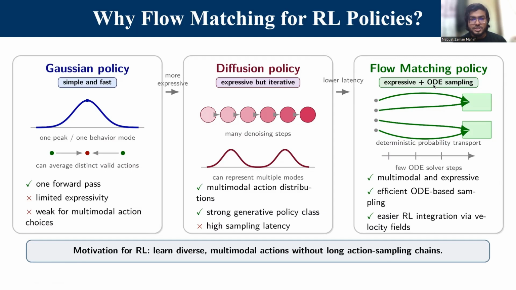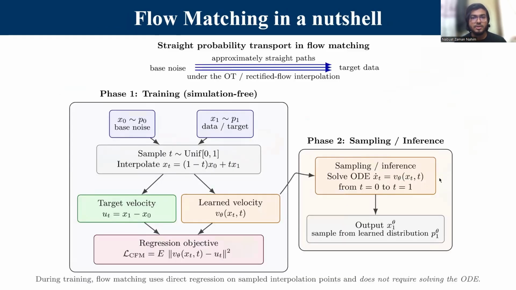So flow matching gives us a useful middle ground in this area in the sense that it is expressive as it is a generative model, but it is also faster as it uses deterministic ODE-based sampling over straight paths. So it requires very few inference steps, reducing sampling latency, while also simplifying the integration with RL through learned velocity fields. Now, let us briefly talk about how flow matching operates mathematically in two core phases.